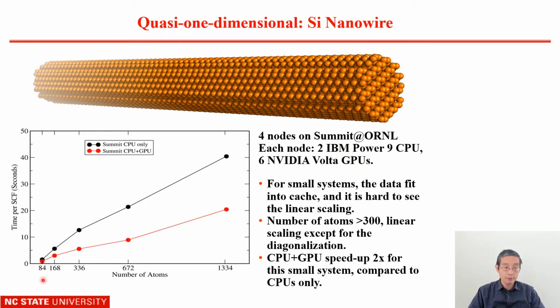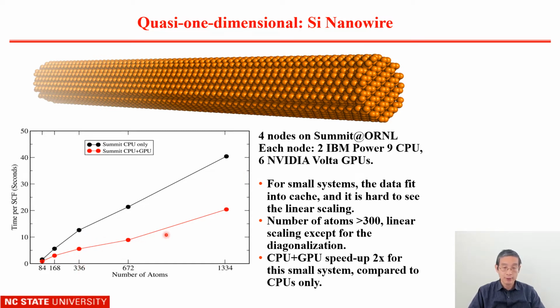For small systems, if you look at this curve, it looks like the scaling is no good. But in fact, because you use 4 nodes for a small system, this is an extremely large resource for the calculation. Therefore, the data will fit into the cache, and it's very hard to see the linear scaling from the beginning. But when the number of atoms is bigger than 300, you can see the linear scaling.